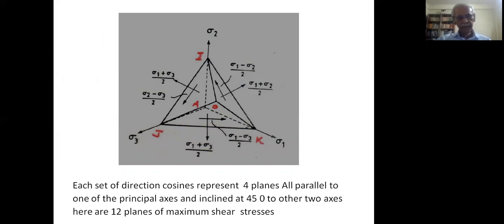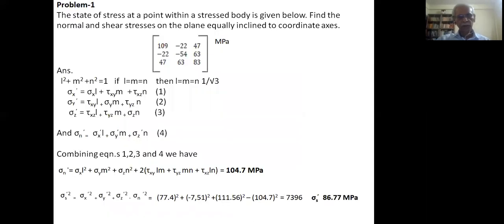This is a tetrahedron, and there are three faces with the three sets of conditions, and you will see that it all comes together as 12 planes of maximum shear stress. Okay, this you can see later, and now we'll go to a small problem.